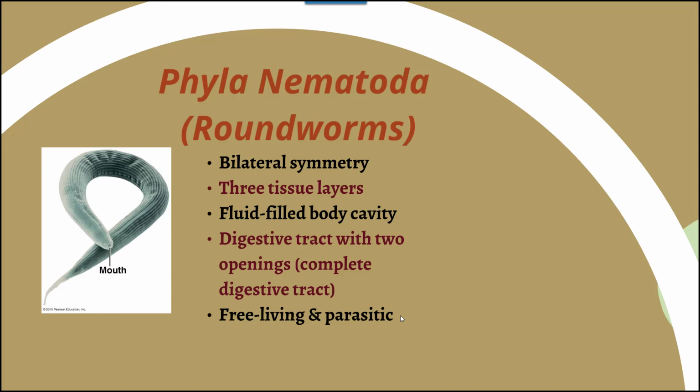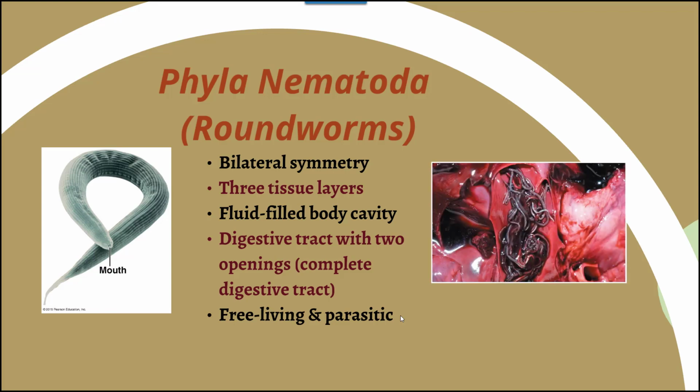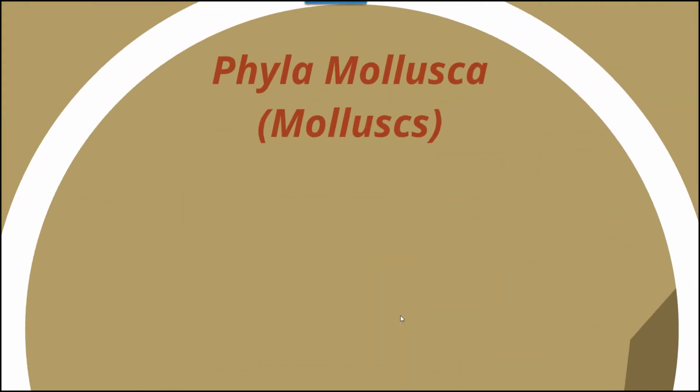They can be free-living or parasitic. And a good example would be heartworm. If you've ever given your dog or cat heartworm medication, it's a good example of a type of roundworm. It's kind of a disgusting picture, but here you can see they really can spread, infect, and thrive within certain environments. I'll move away from that picture.